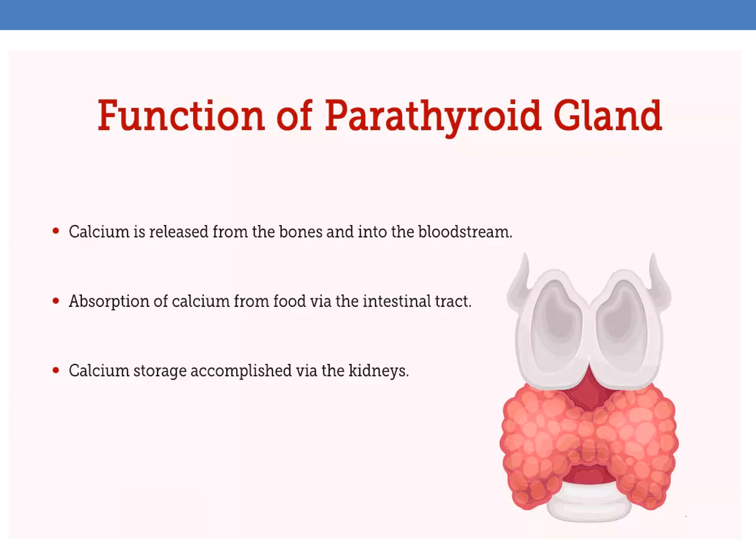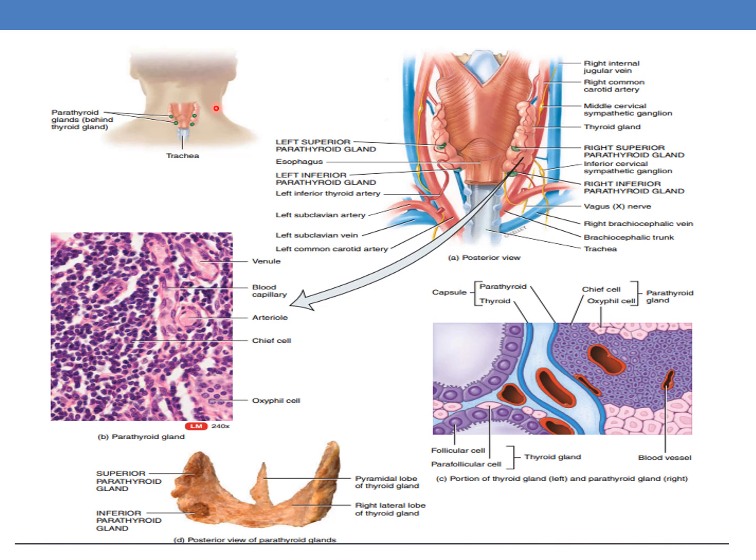Coming to the functions of the parathyroid gland. Calcium is released from the bones into the bloodstream, calcium is absorbed from food via the intestine, and calcium storage is accomplished via the kidneys. These are the major functions of the parathyroid gland. Here you can see the 4 blue dots are the parathyroid glands, and the pink one is the thyroid gland. And this is the histological view of the parathyroid gland.